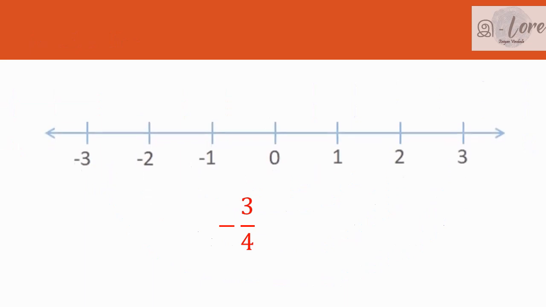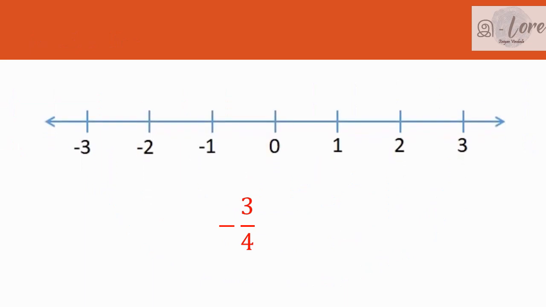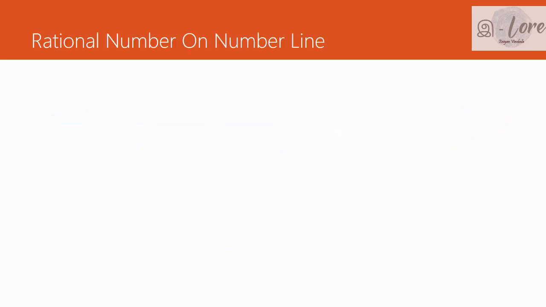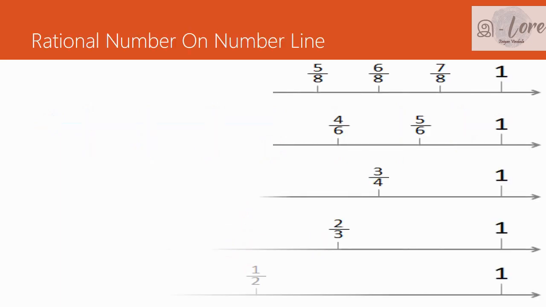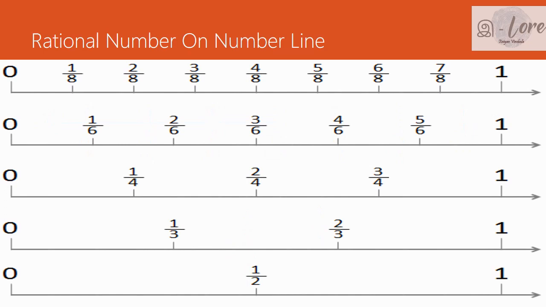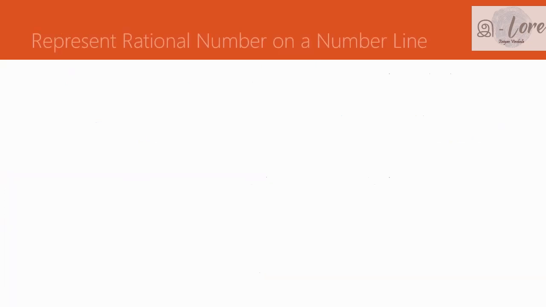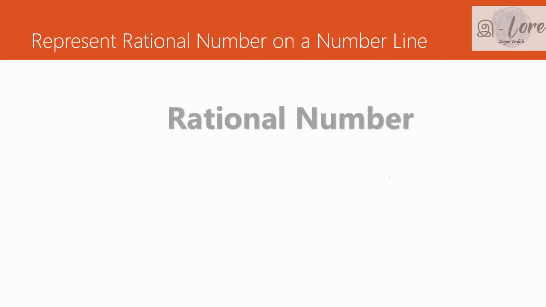So how do we plot -3 by 4 on the number line? It will be very simple. Now we can move to the representation on the number line. -3 by 4 lies between 0 and -1, and 3 by 4 lies between 0 and 1. The rational number will be shown like this. If we divide 0 to 1, there are infinitely many rational numbers between two rational numbers.